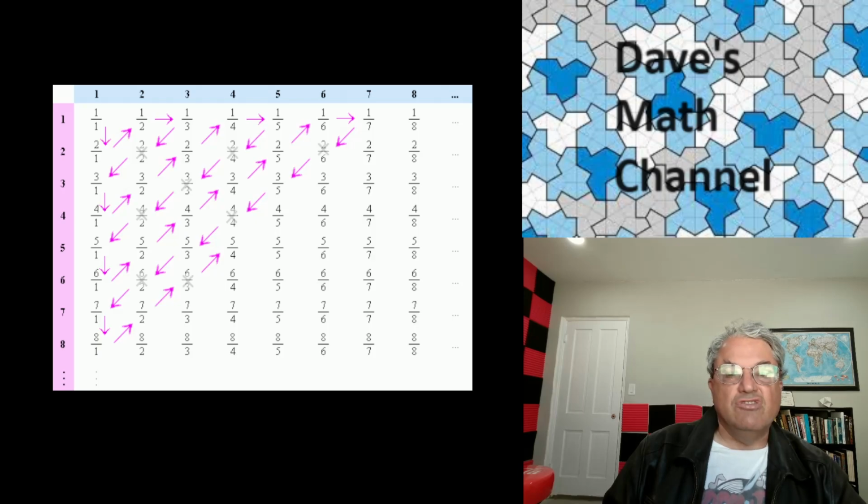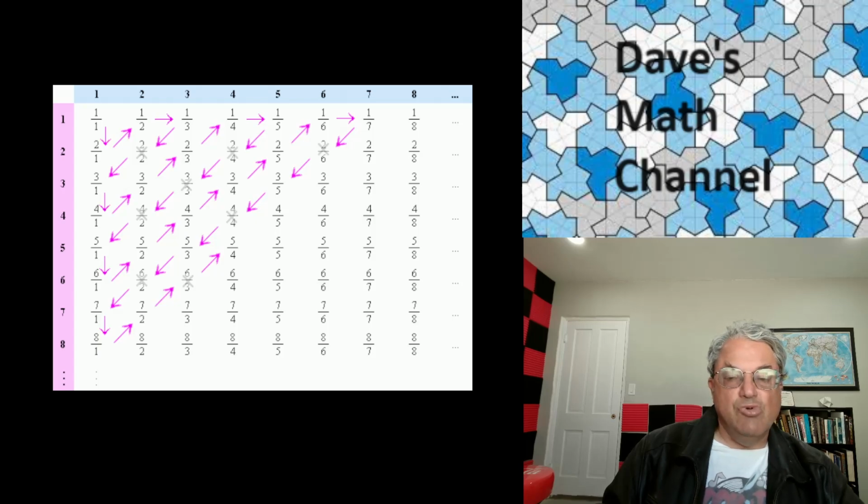You can count the number of arrows it takes to get to any fraction you want. And it's always going to be a finite number of arrows. So what this diagram proves is that there's a one-to-one correspondence between the counting numbers, the positive integers, and the set of positive fractions, positive rational numbers. Even though the rational numbers are dense in the real numbers, which means that no matter how small an interval you pick in the real numbers, you can always find a fraction in that interval.